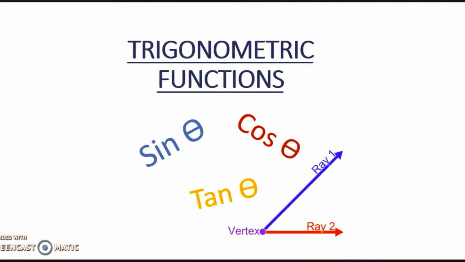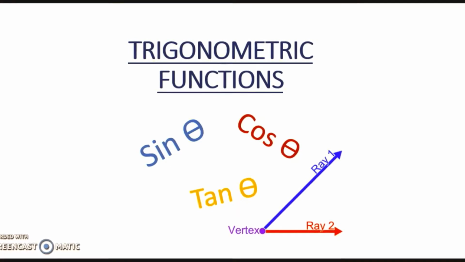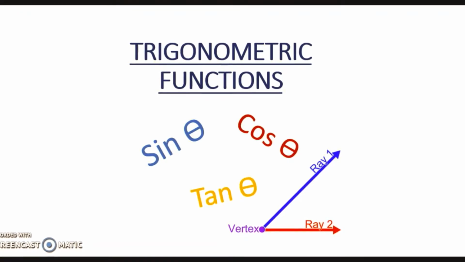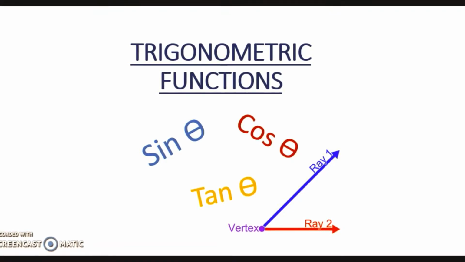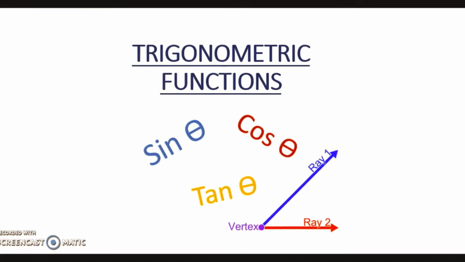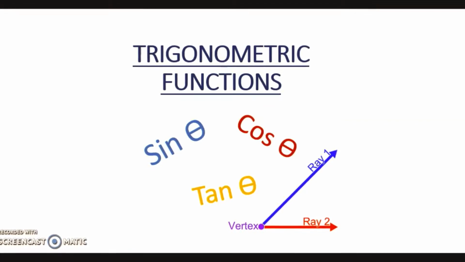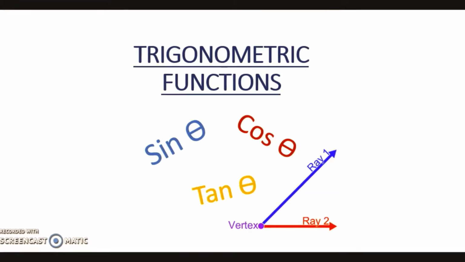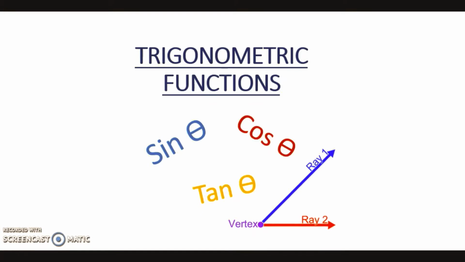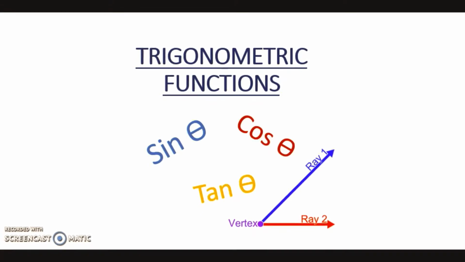In this video, we will learn how to calculate sine theta, cos theta, and tan theta, which are the trigonometric functions. We are going to consider that a triangle is given and we know the sides of the triangle, and we will see how we can calculate the ratios sine theta, cos theta, and tan theta.